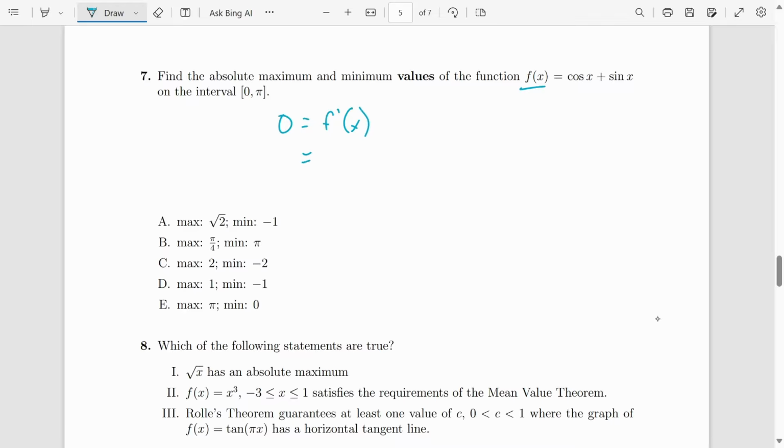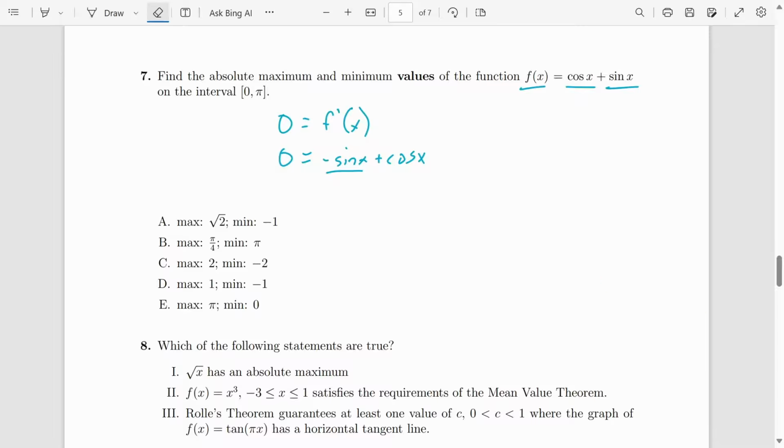So taking the derivative of f of x, the derivative of cosine is negative sine x, and the derivative of sine is plus cosine x. So there we have our derivative, but we have a problem when we try to solve for the values of x that will make this equal to 0, because both sine x and cosine x are periodic functions. They go like this forever. So there's going to be an infinite number of critical points, an infinite number of points where the slope is equal to 0.